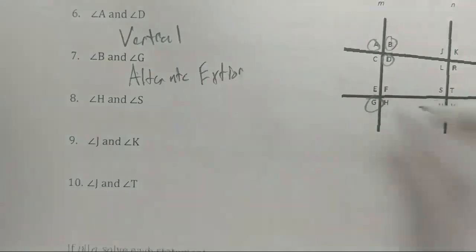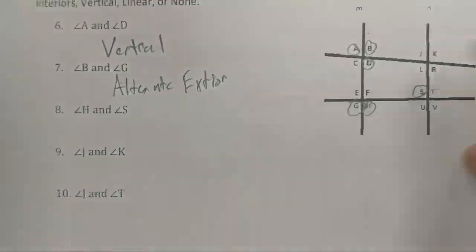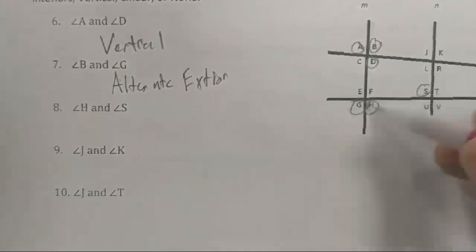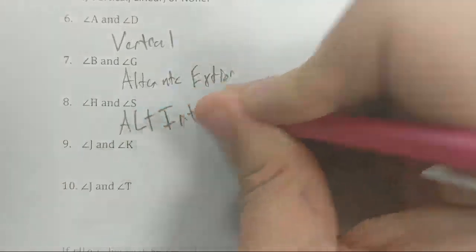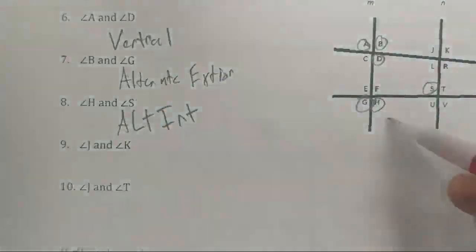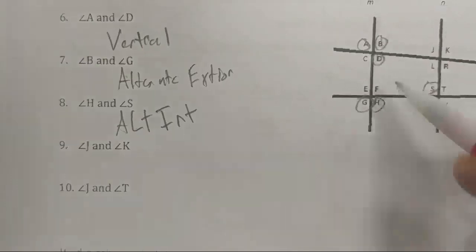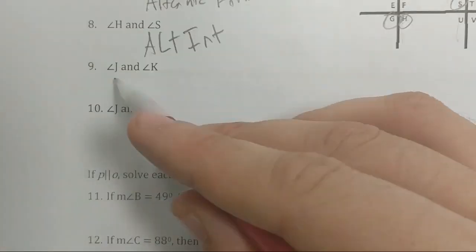Angle H and angle S. So angle H is here, angle S is here. Over here, on the transversal, they're on the inside of the two lines, and they're opposite, so that's alternate interior. Because they're on the same transversal, which is this sideways line O, and they're between the two lines that hit the transversal.